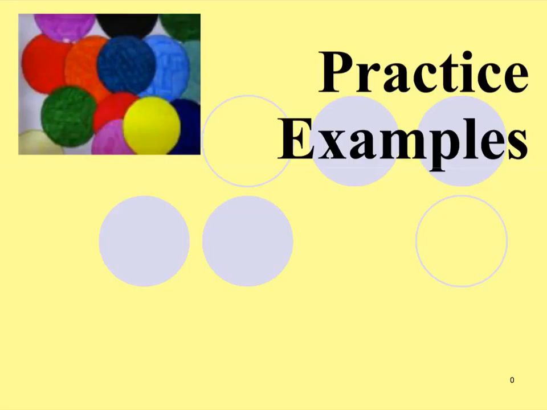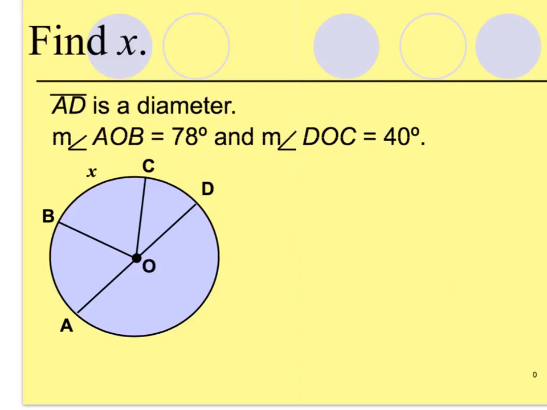So let's practice some of these. We would like to find x. You're given that AD is the diameter, and the measure of angle AOB is 78 degrees. I'm going to put that into my diagram. That is my central angle, and the measure of angle DOC is 40 degrees.